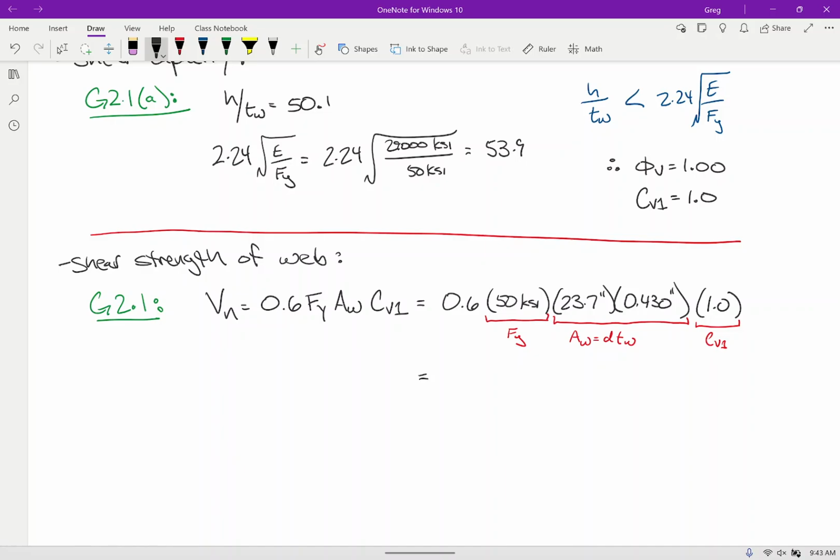I'm getting a bigger number. 305.7 kips. I forgot to put in the 23.7 inches. That'll do it. So this is Vn. If we want to be formal, we need a phi Vn. But what was phi in this case? 1.